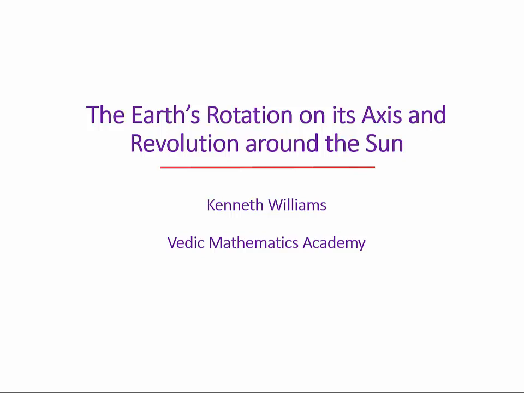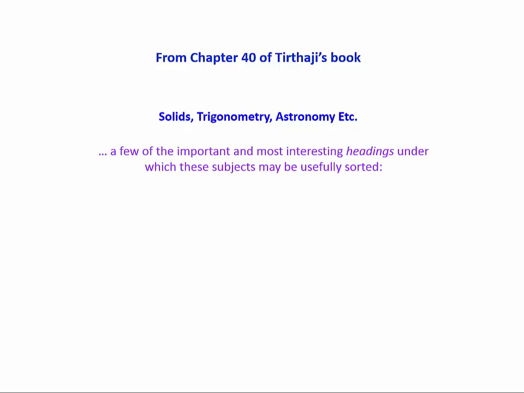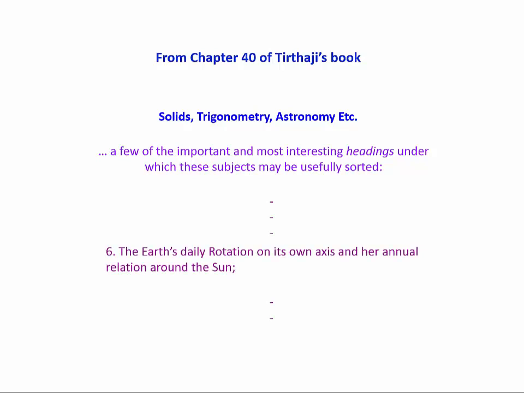the Earth's rotation on its axis and revolution around the Sun. This is actually a quote from chapter 40 of Tirthaji's book, and there's a list in there which is titled Solids, Trigonometry, Astronomy, etc. And then the heading just below that title includes these words: a few of the important and most interesting headings under which these subjects may be usefully sorted. And then he gives a list of 9 items, and the 6th one is this: the Earth's daily rotation on its own axis and her annual revolution around the Sun.